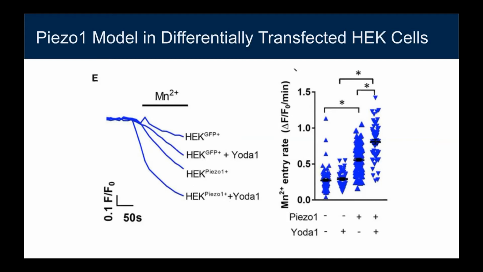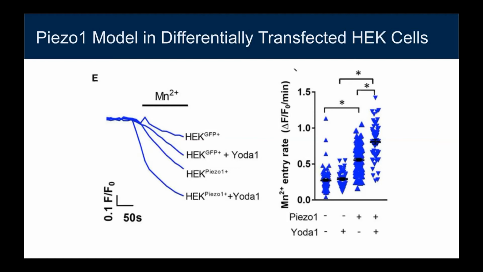Is Yoda1 cytoplasmic, or is it membrane? Like what kind of protein is it? I might have missed it. I'm not 100% sure. I would imagine that it's extracellular, like an agonist, some sort of activator of Piezo1. I don't know if it's a protein, and I don't know if it's cytoplasmic or extracellular though. I don't believe it's membrane. Cool. If you don't know, it's all good.